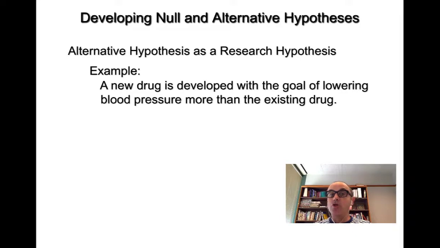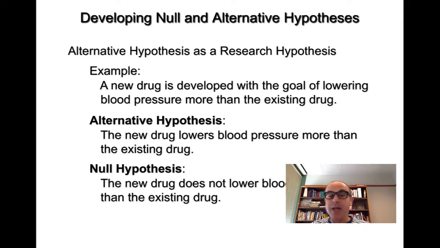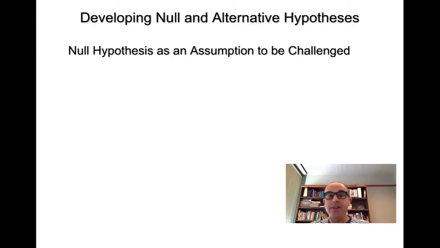Another example: a new drug is developed for lowering blood pressure more than the existing drug. If I ask you what the alternative hypothesis is, you will say, yes, we support this, it is the whole premise of our research: the new drug lowers blood pressure more than the existing one. The null hypothesis, on the other hand, is that the new drug does not lower blood pressure more than the existing one. So your objective is to reject the null hypothesis.